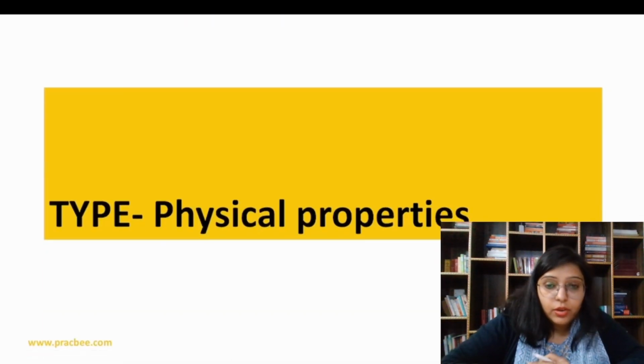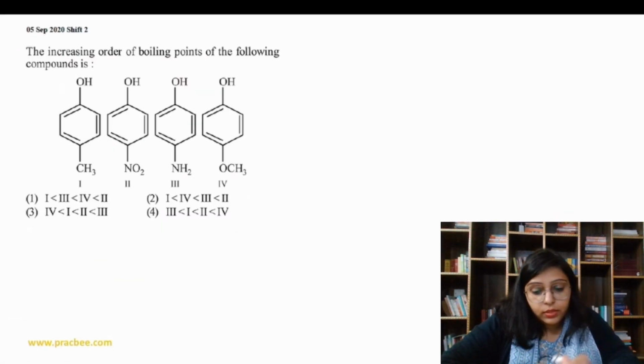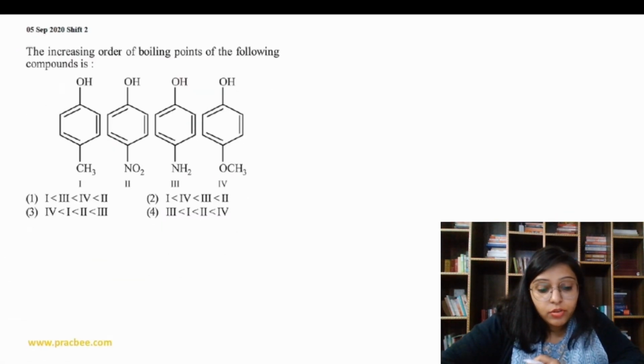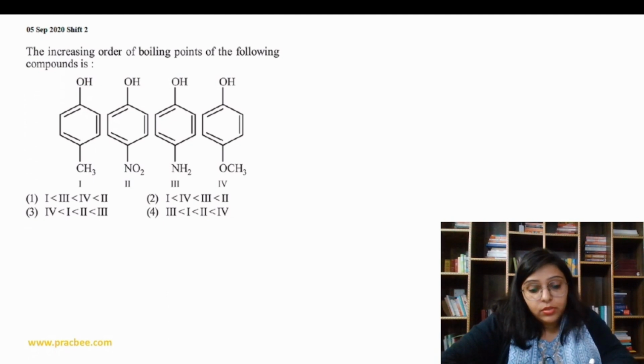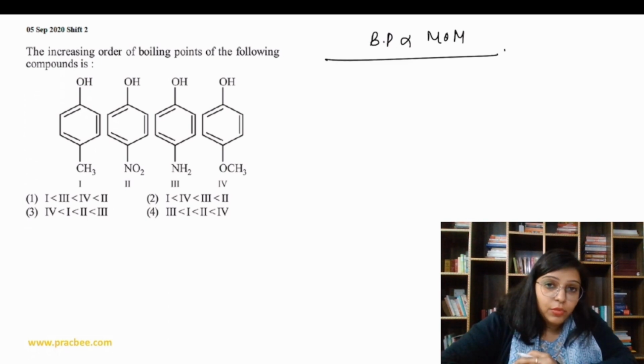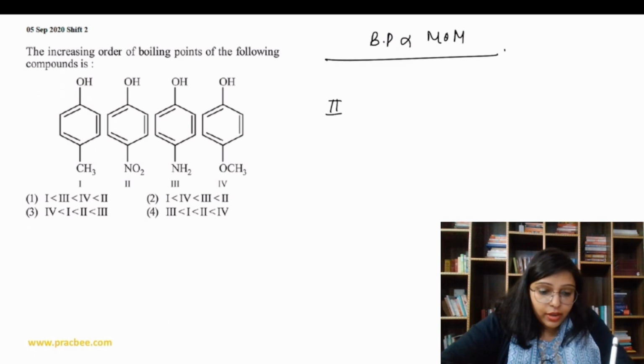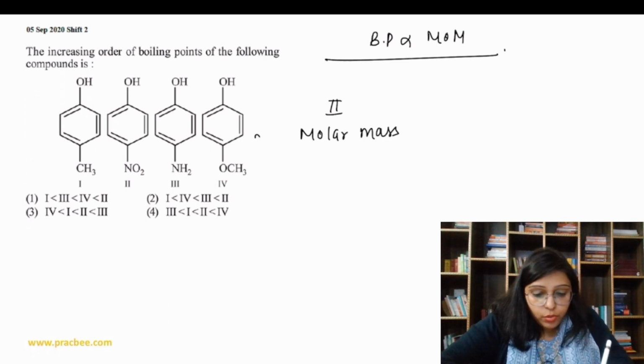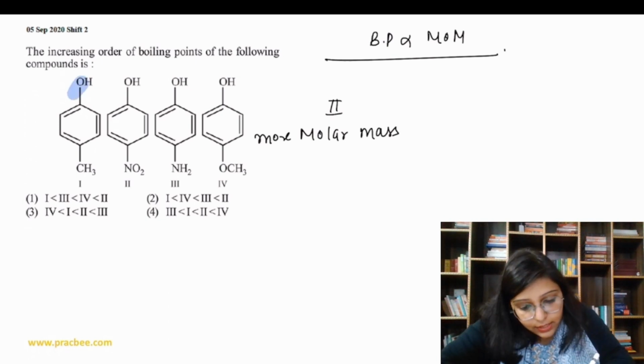Now, moving on to the next type of questions. Here we have questions related to physical properties. So let's do this question. The increasing order of boiling points of the following compounds is. We know that boiling point is directly proportional to molar mass. Now if we check the molar mass, the second one is going to have more molar mass, because this part is the same in all.